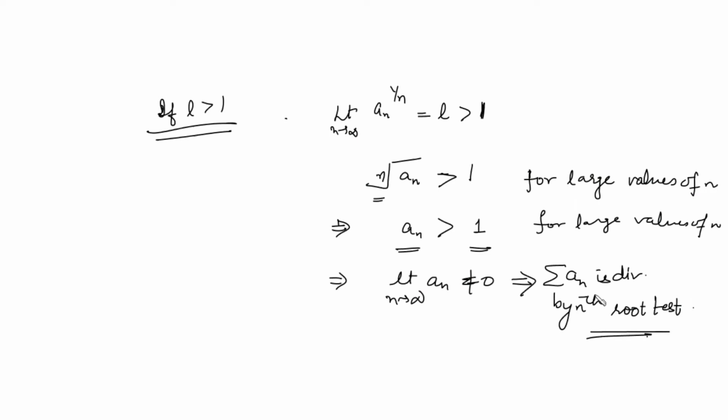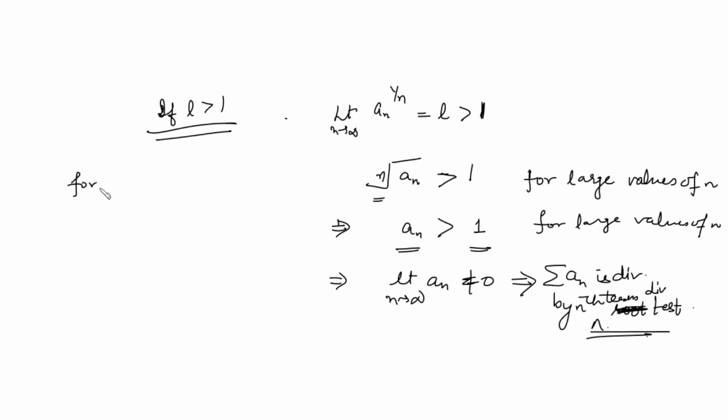Oh, sorry, by the nth term divergence test, right? So whenever this limit L is strictly greater than 1, then the given series is divergent.